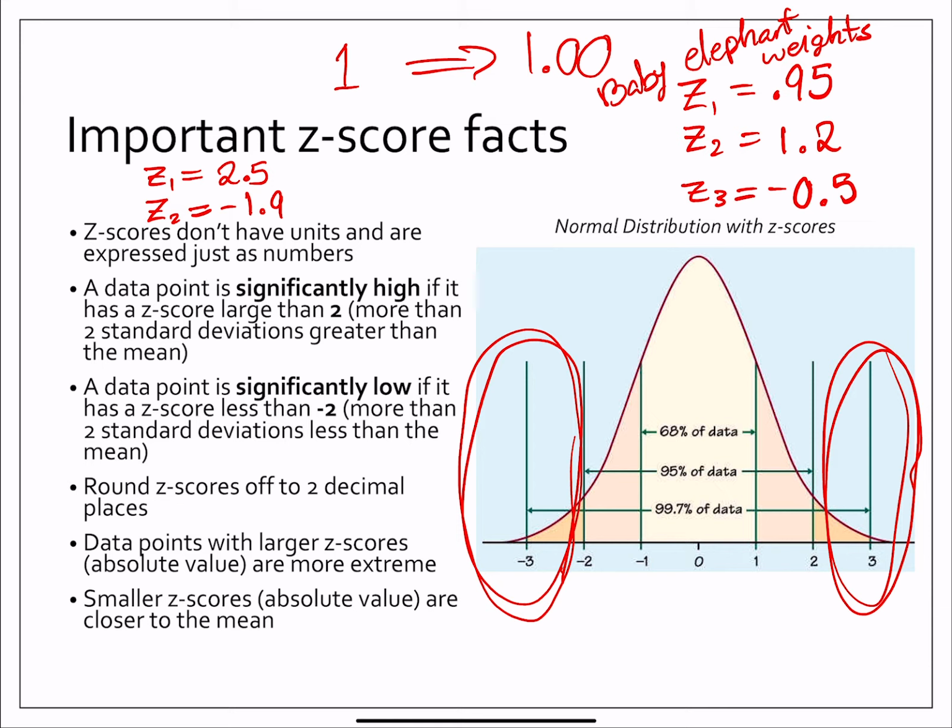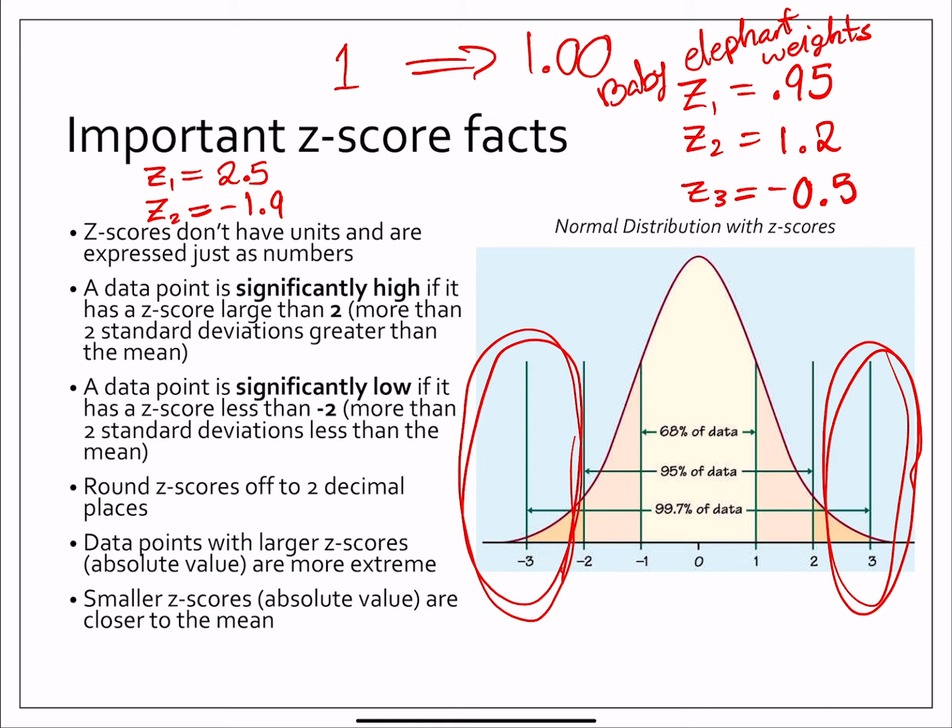So 0.5 is significantly high, no? Right? No. What does it have to be less than for it to be significantly low? Smaller? The mean. No, not bigger than the mean. Somebody said it. -2. -2, exactly.